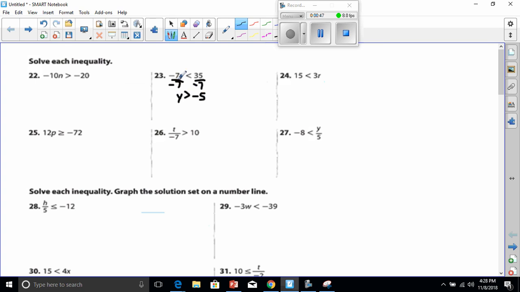Remember, whenever we divide or multiply by a negative number, in other words, whenever we see a negative number next to our variable, we're going to switch that inequality symbol around. Let's do number 25 now.